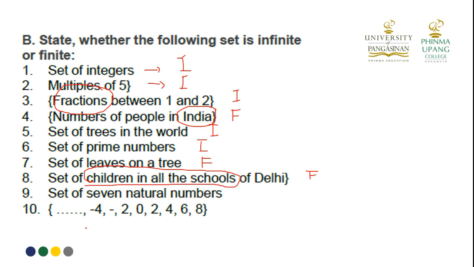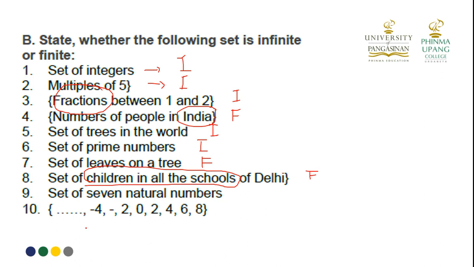Okay, number 9. Set of 7 natural numbers. Finite, sir. Sure kayo? Yes, sir. Medyo tricky yung question dito kasi set of 7 natural numbers. Pwede niyang ilagay 1, 2, 3, 4, 5, 6, 7. This is a set of 7. Or pwede niyang sabihin set of multiples of 7 natural numbers, could be 7, 14, 21. Medyo tricky yung number 9, medyo magulo yung tanong.